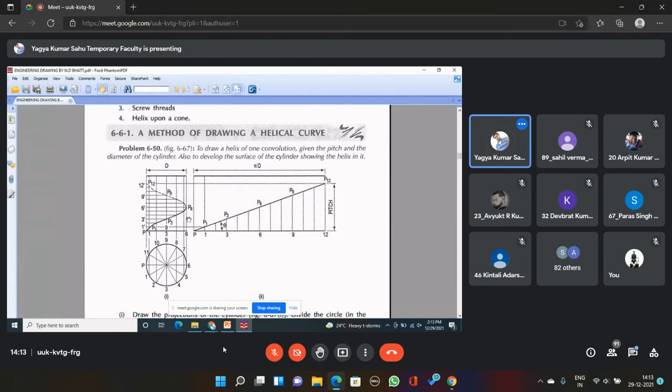If the point is moving in such a way, then you can call the curve a helical curve. Now the concept is clear. What is the meaning of helix? What is the meaning of pitch? Is it clear? Yes or no?